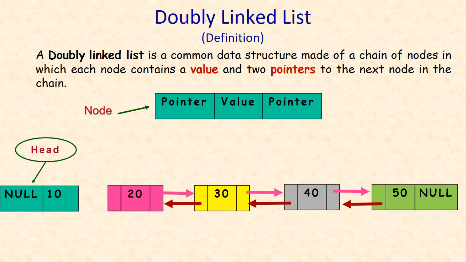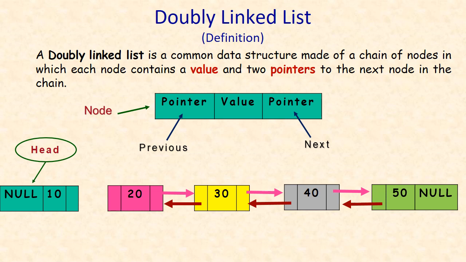If you observe this definition, this linked list is a chain of nodes. Each node contains one value and two pointers. So one field for the data value and two fields for pointers. The left pointer refers to the previous node and the right pointer refers to the next node.